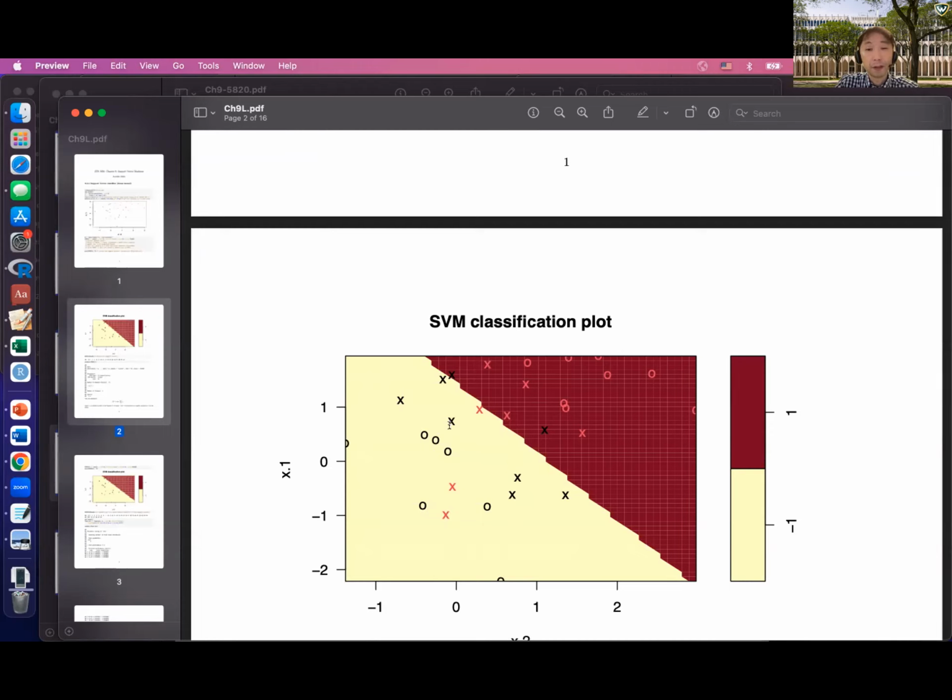So we have 1, 2, 3, 4, 5, 6, 7, 8, 9, 10, 14. I think I wrote 15. I saw 14, 8, 10, yeah, 15 support vectors here.